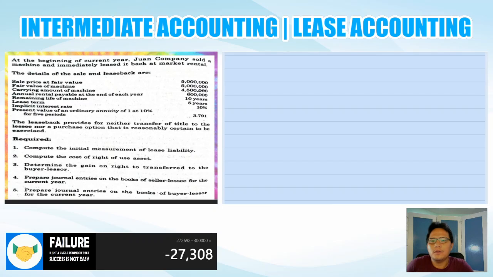Our next scenario, although we are no longer in the perspective of the lessor, is a different scenario, both on the books of the lessee and the lessor. What if the transaction is a sale? So there is no lease yet, but rather there is first a sale, and then after the sale, immediately, there is a lease.